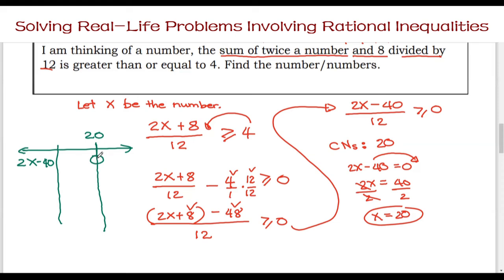O, tanong, isi-shade ko ba to? Pwede bang x equals 20? Pwede ko bang i-substitute dito ang x equals 20? If you do that, 2 times 20, 40. 40 minus 40, 0. 0 divided by 12, 0. Pwede ba yan? Yes, kasi ito ay greater than or equal to 0. May equal sign, so pwedeng mag-equal sa 0. So, kapag pwedeng i-substitute yung x equals 20, ito ay magiging shaded circle like that.